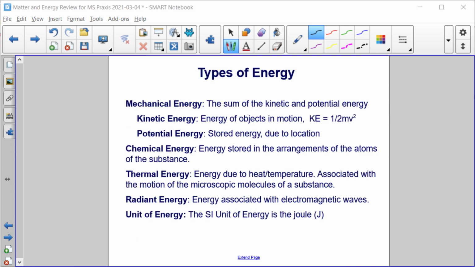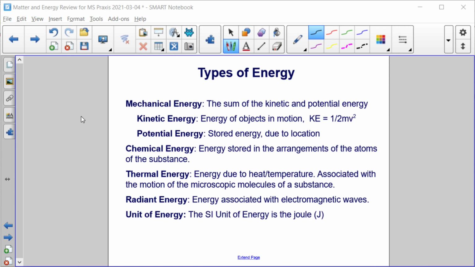All right, here are the major types of energy that you need to be familiar with. Mechanical energy is the sum of the kinetic and potential energies, where kinetic energy is the energy of motion of an object, and potential energy is energy stored due to an object's location. Chemical energy is the energy stored in the arrangement of the atoms of a substance. So maybe energy stored in bonds because of the way that the atoms are arranged.